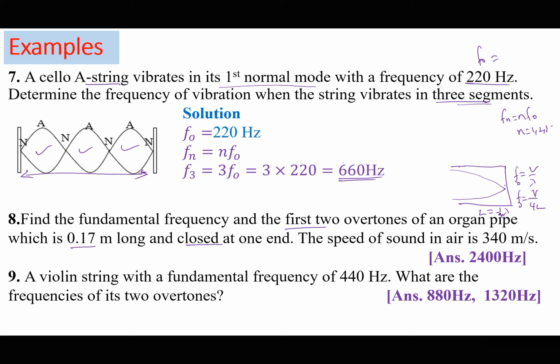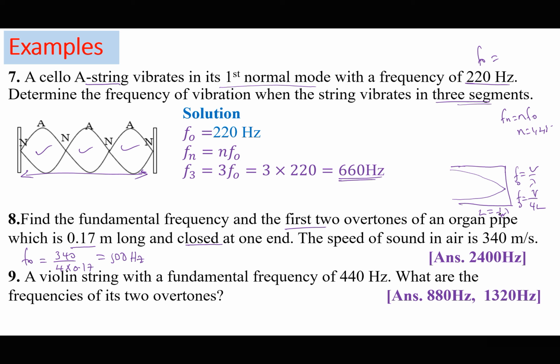So the question is, find the fundamental frequency. We have the speed and we have the length. So the fundamental frequency is going to be the speed, which is 340, divided by 4 times the length of the pipe, which is 0.17. So this gives us 340 divided by 4 times 0.17. So this gives us the fundamental frequency as 500 Hertz.